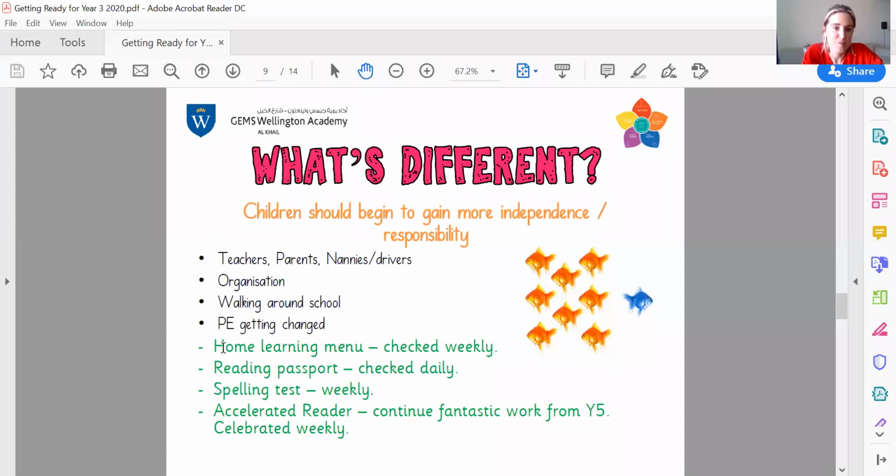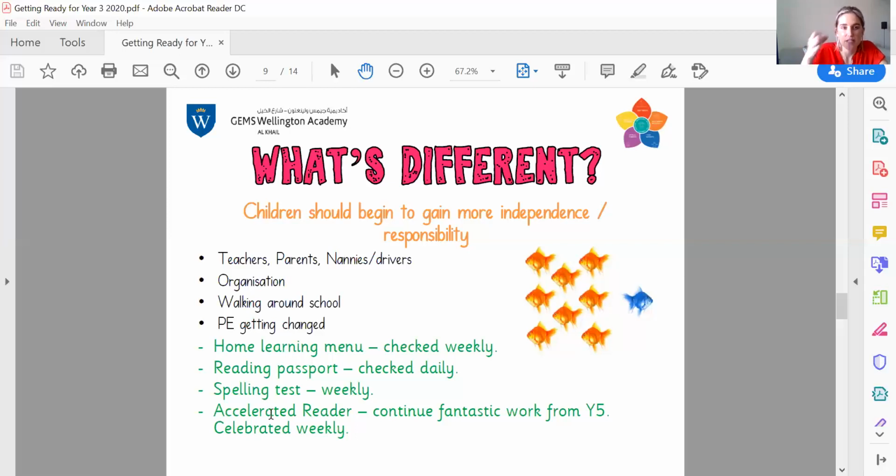Then we want the children to be independent with the home learning. So they choose from the home learning menu, and hopefully they'll be a bit more independent about making sure that they do that. We want them to bring in their reading passport every day and try and remember that. The spelling test will be every week, same as Year 2.